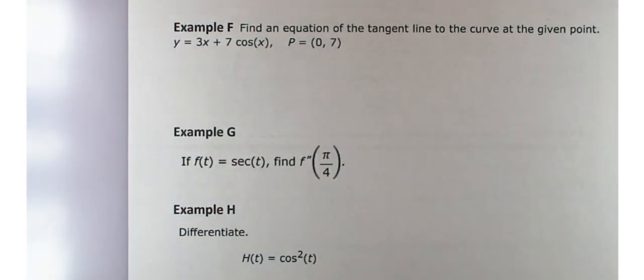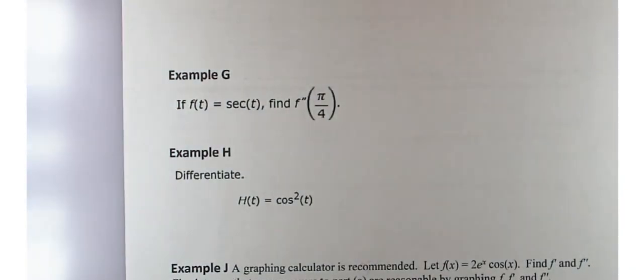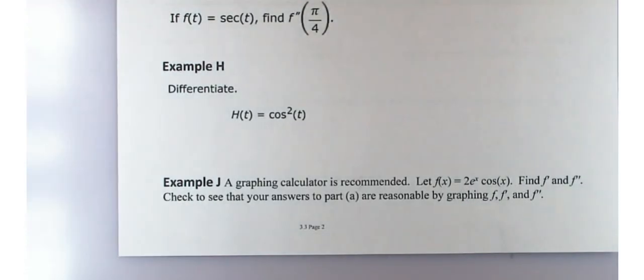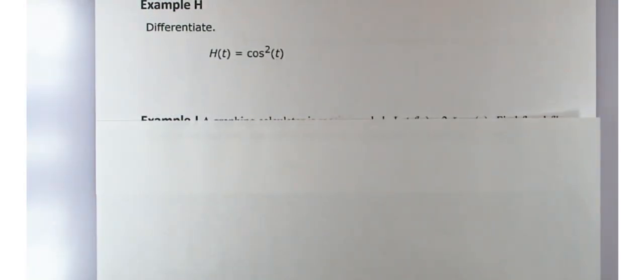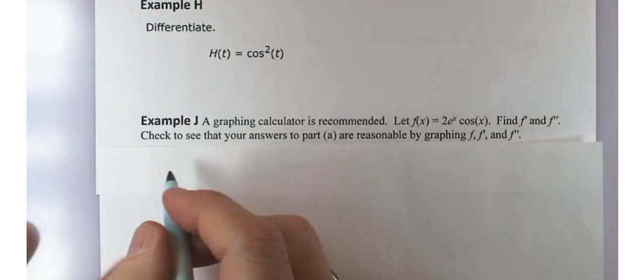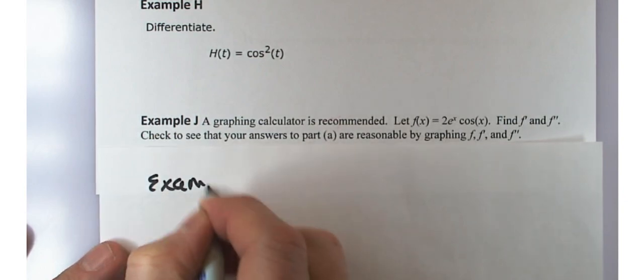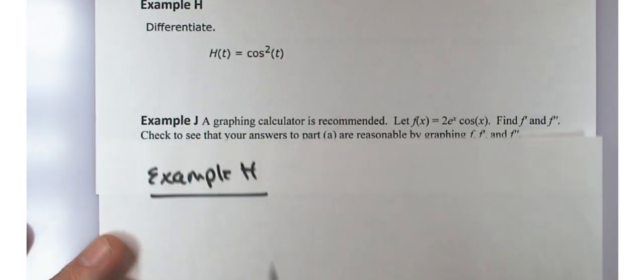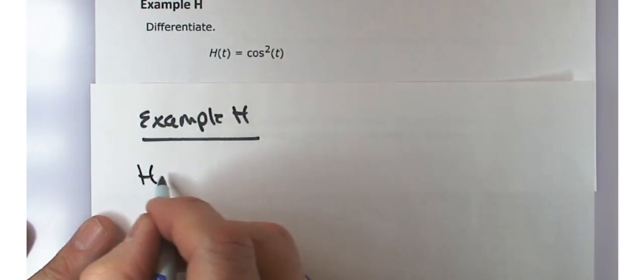Okay, let's do a couple more. I'm going to skip down to example H and then example J to finish things up. I wouldn't mind doing example F, it's just I want to leave some time for some other things here. So, example H. This is a good one, and I like going over this one.